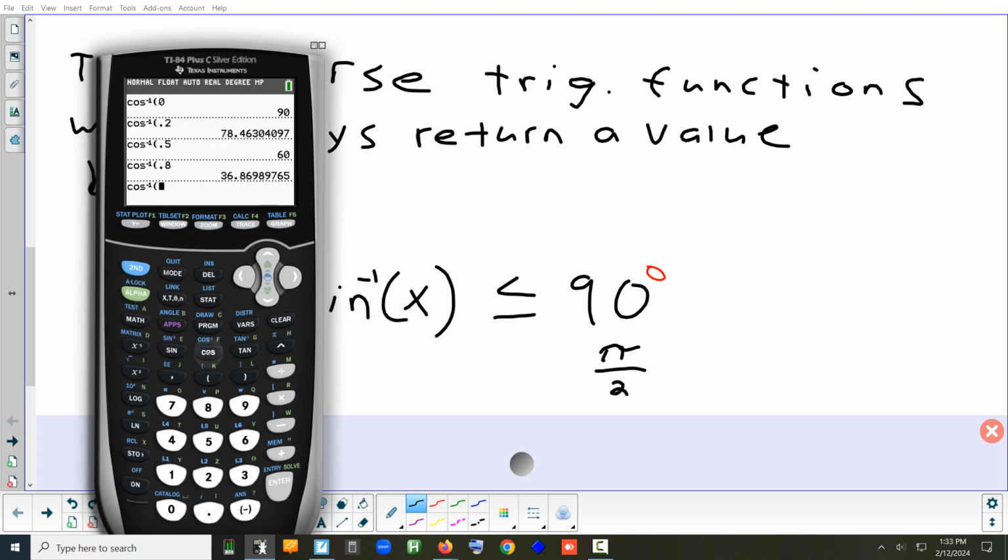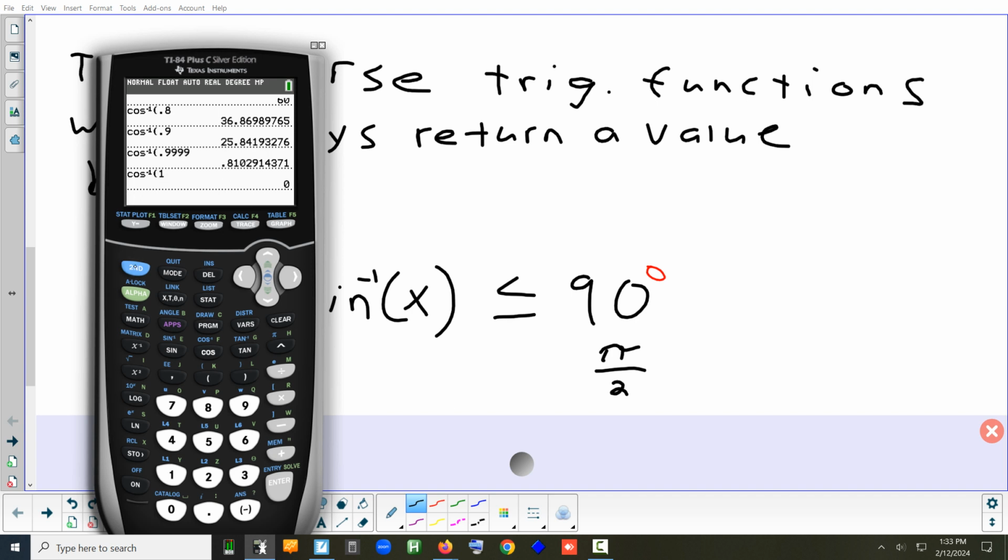What's happening as the number in the parentheses is getting bigger? The answer is getting closer to 0. Let's see what it ends up getting close to. Inverse cosine of 0.9999. And then if I do inverse cosine of 1, I get 0. You can't go over 1, you'll get an error. So we can go up to 1 for the number we plug in.